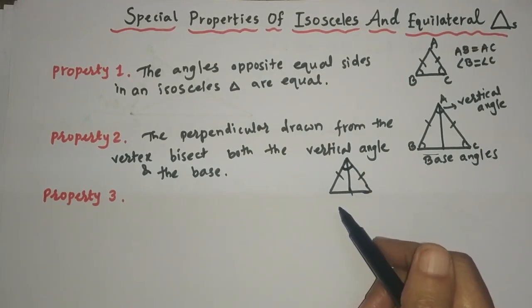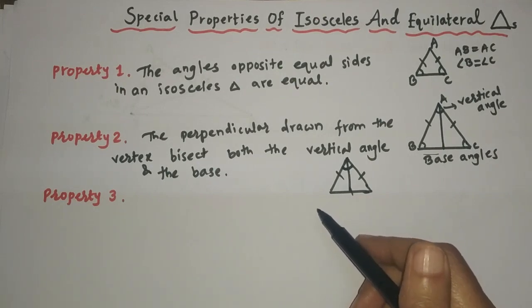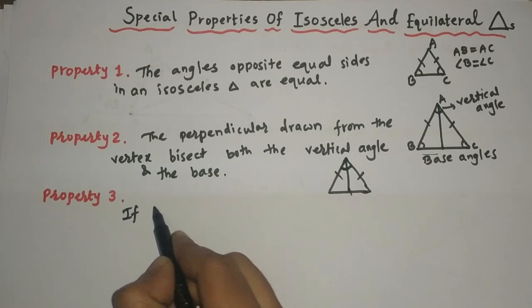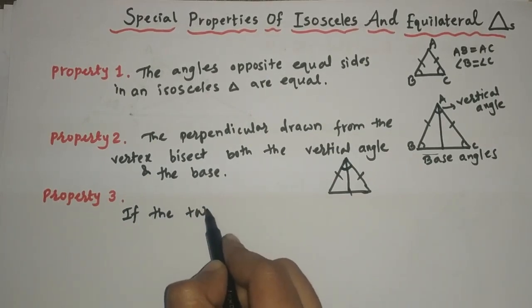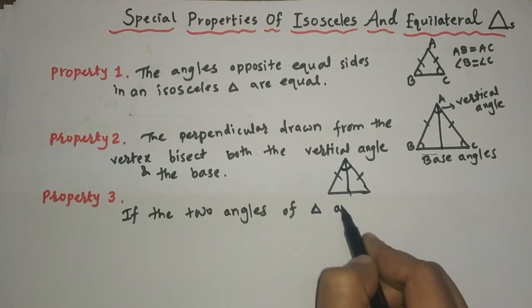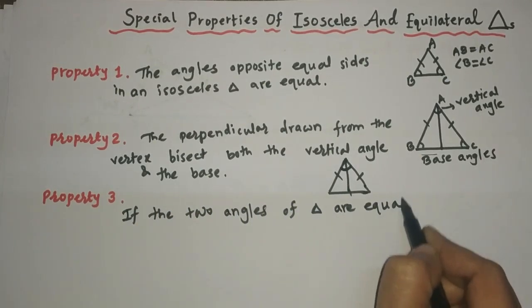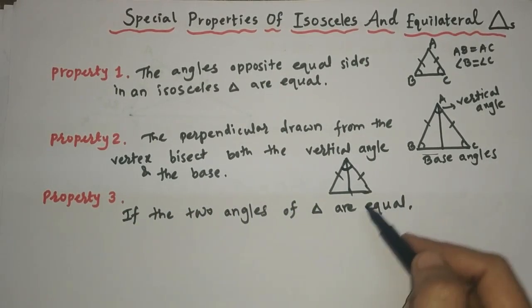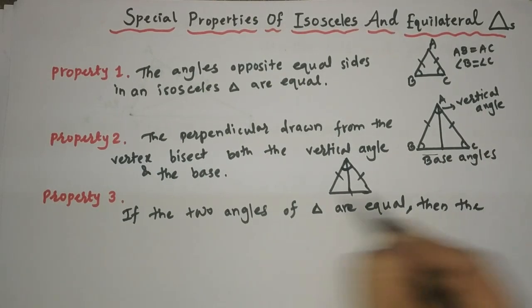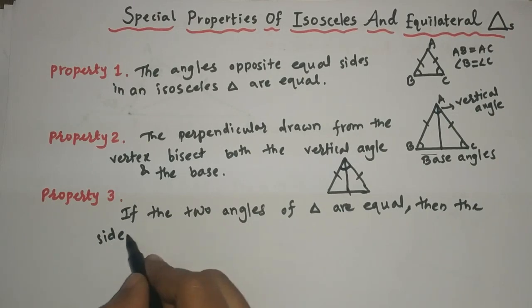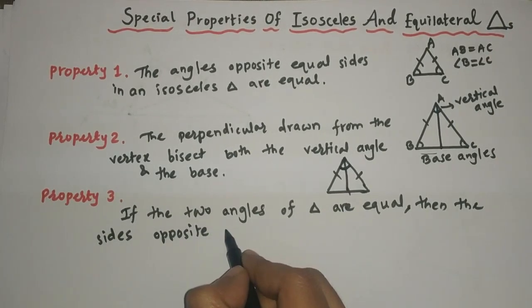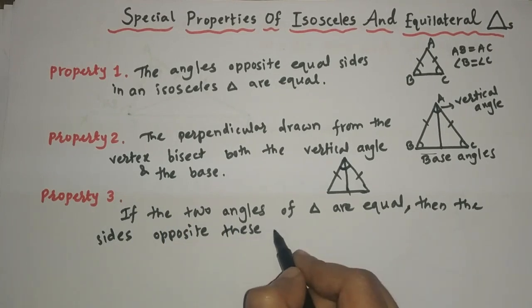Now the third property: if two angles of a triangle are equal, then we can say that the sides opposite these angles are also equal.